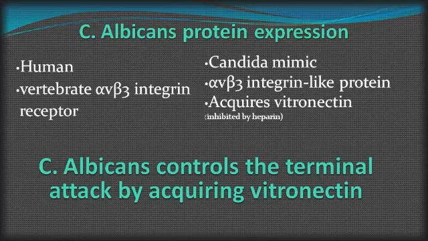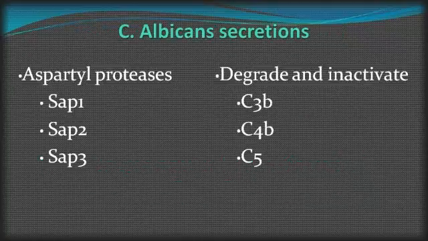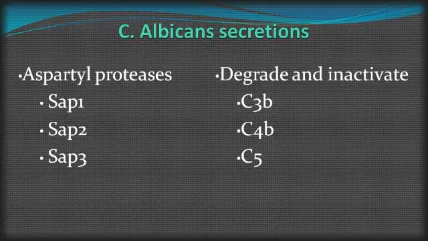Candida also makes this protein related to something called the human vertebrate alpha beta 3 integrin receptor. And this protein acquires a terminal inhibitor called vitronectin. So it is turning off complement attack by acquiring this thing. It also secretes aspartyl protease, and that degrades and inactivates C3b, C4b, and C5.